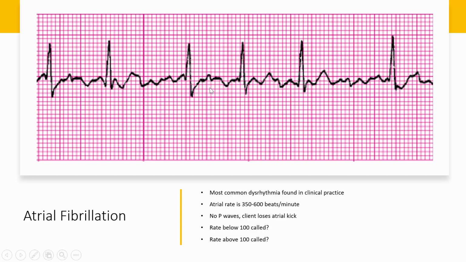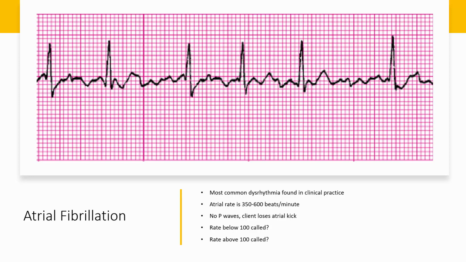Then what you do is you look for your P waves. Remember, your P wave is before your QRS. As you can see, you can't tell me that these are P waves. They're not clearly defined, so I don't have P waves. All I have is a lot of squiggly lines between my QRSs. AFib is a very ugly strip.